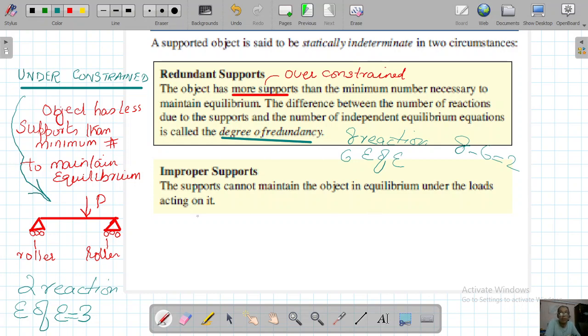So this is a summary, and I hope I have tried my level best to help you understand this topic of redundant supports and improper supports. They are also called redundant constraints and improper constraints.